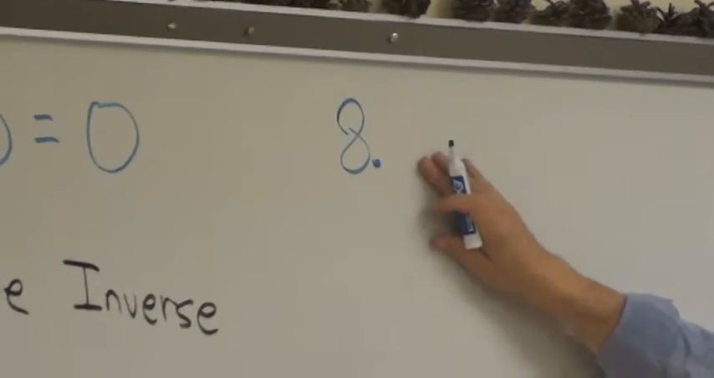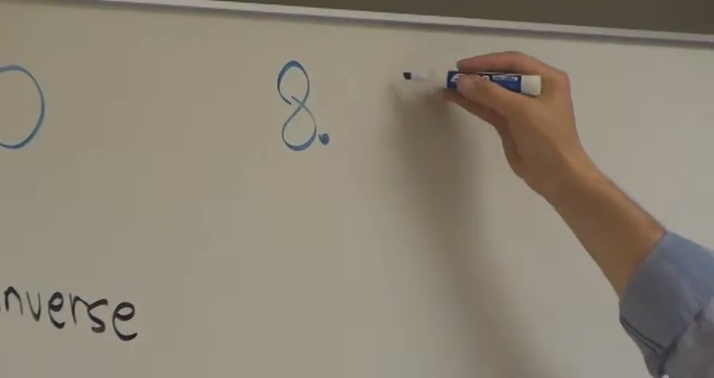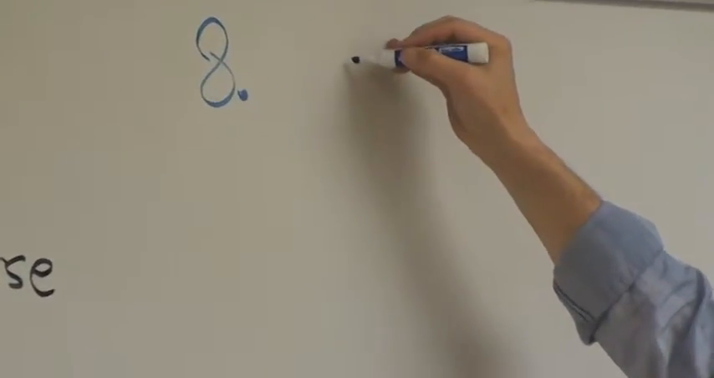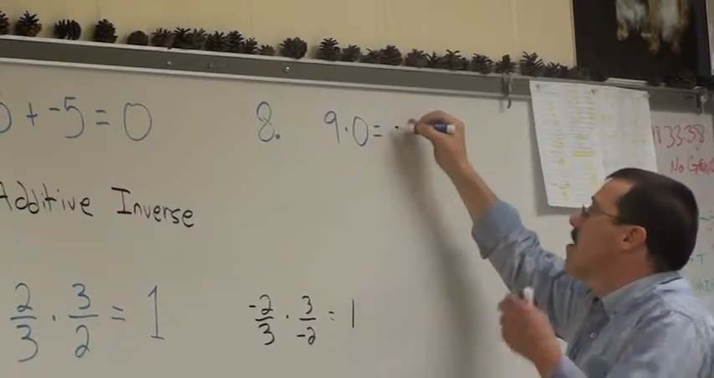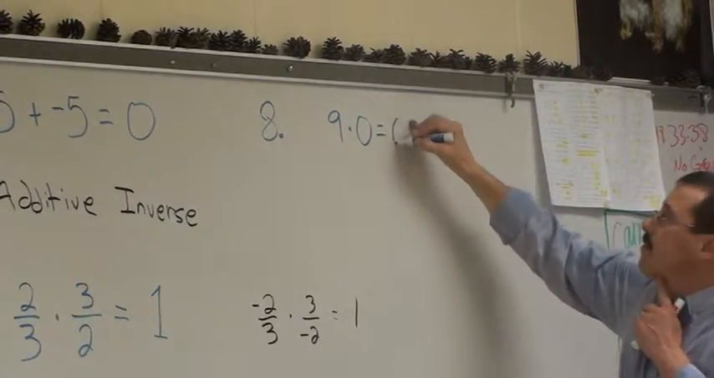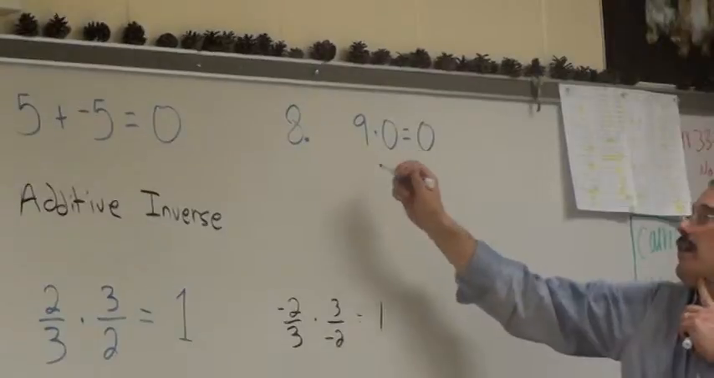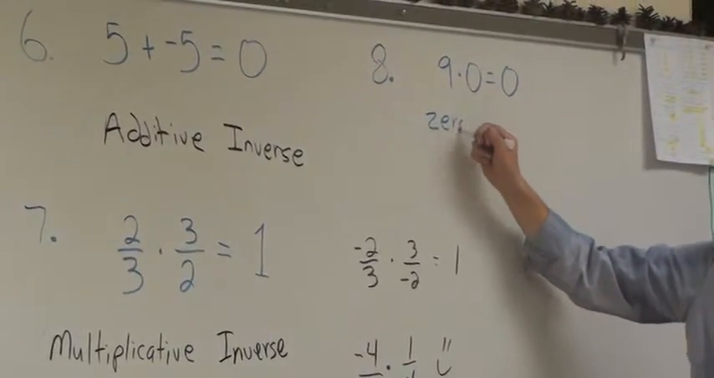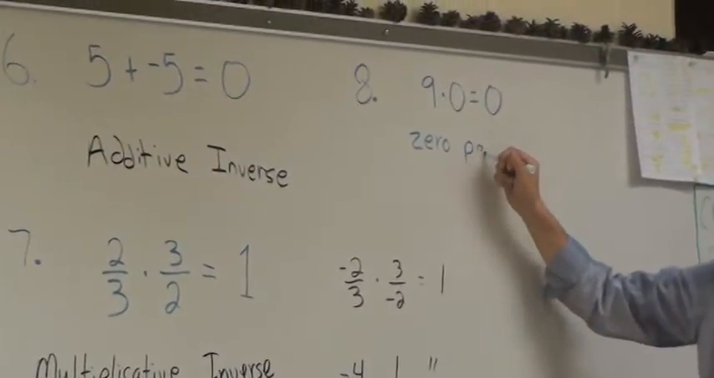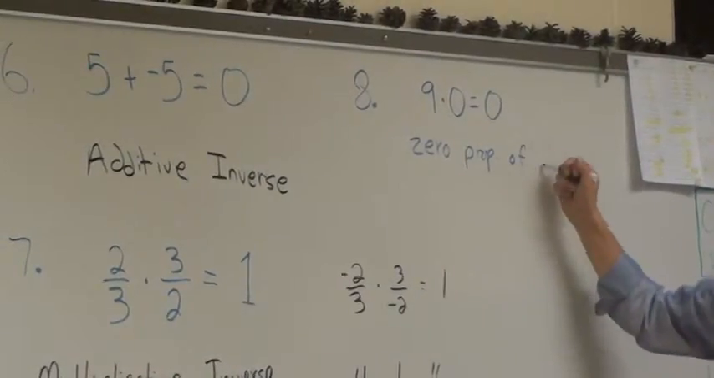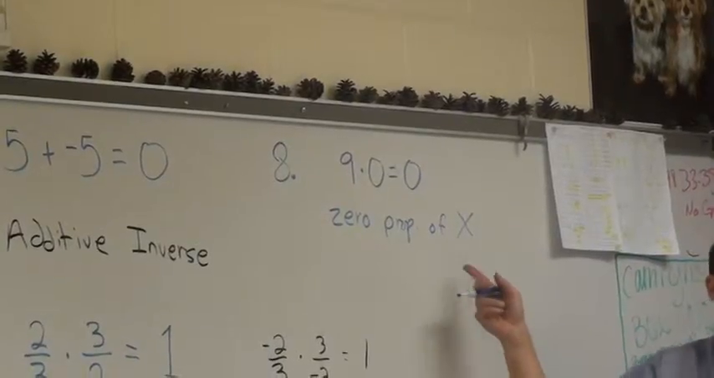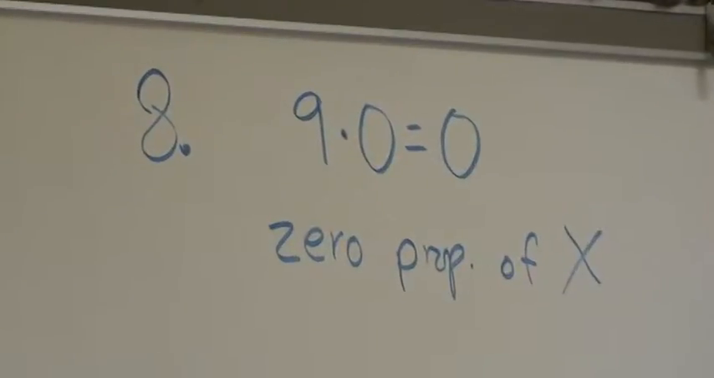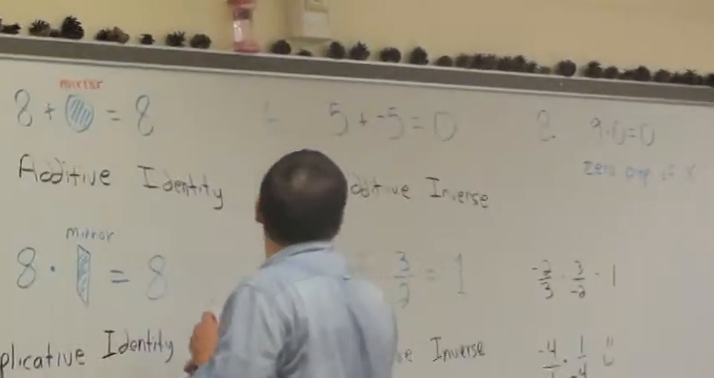Is this okay to see? Alright, this one says that if you have 9 and you multiply it by 0, you're going to get 0. I'm just going to make it very simple: 0 property of multiplication, with a big X standing for multiplication. This says that anytime you multiply by 0, you're going to get what? 0.